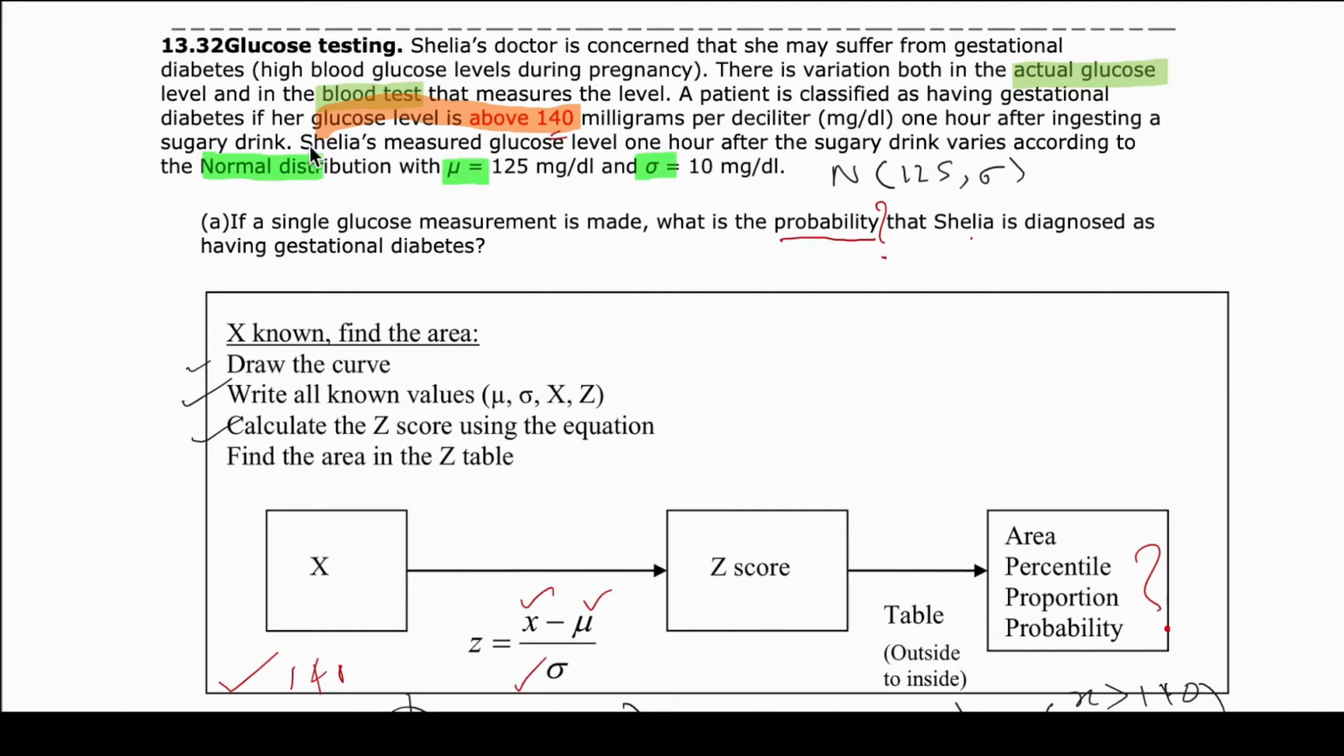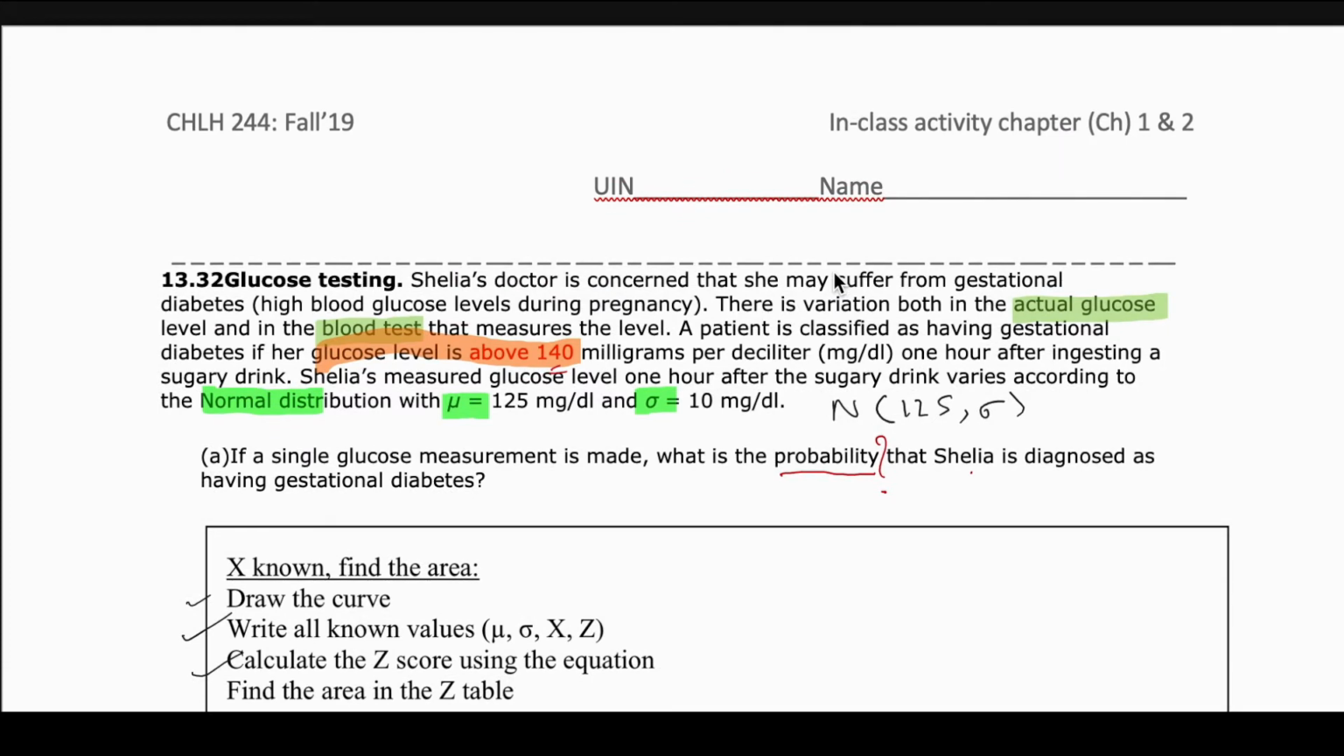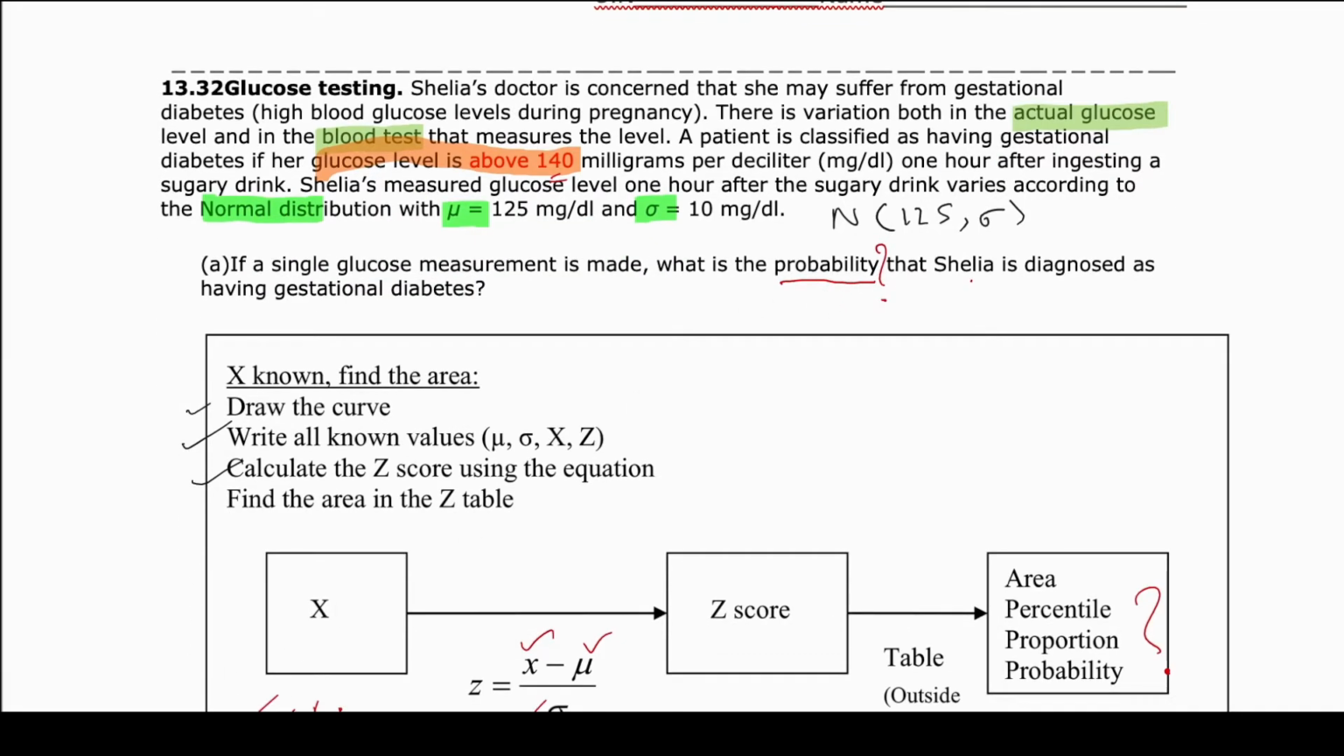After you finish reading this question, the first thing you always do is derive what has been asked and see what kind of problem they are asking you. There are two types of problem. When x is given and you're supposed to find the area or percentile or proportion or probability, one and the same thing. Or the other kind of problem is the reverse way, where the area is given and x has been asked to calculate. If you read through this question, the first part A, they're asking to calculate the probability. That means we have to go this way.